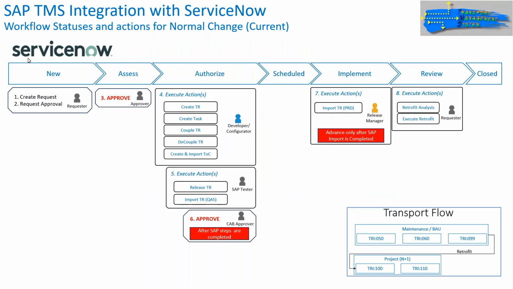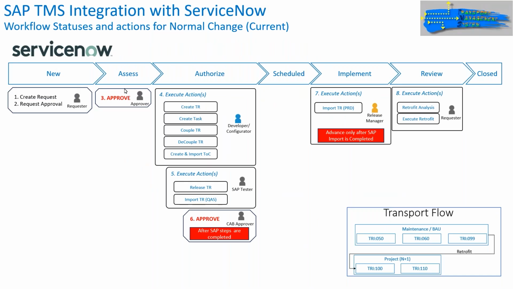So what we're seeing on the screen here is an example that we're going to look at today. In this case, we're going to see ServiceNow. And then we're going to see the statuses of ServiceNow. And then within each status of ServiceNow, there's going to be certain actions that are going to be executed. And those actions are, for example, creating the request, requesting for approval, approving it. So these are all standard steps in ServiceNow.